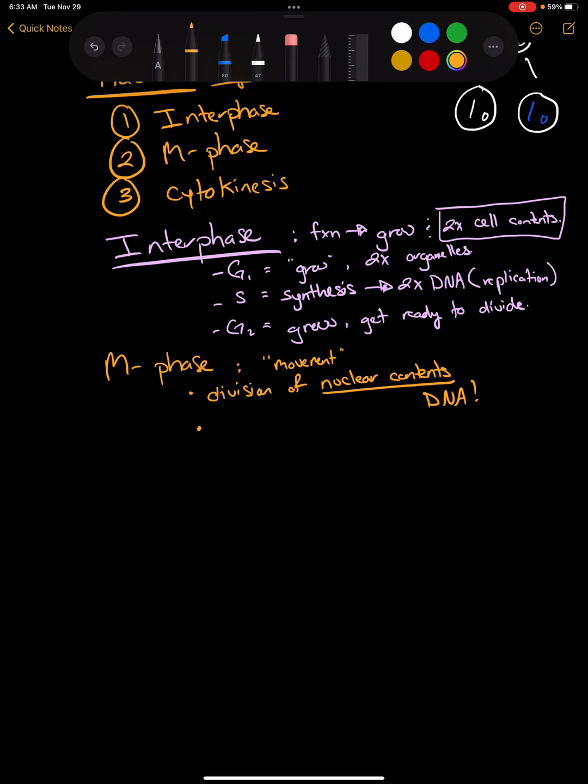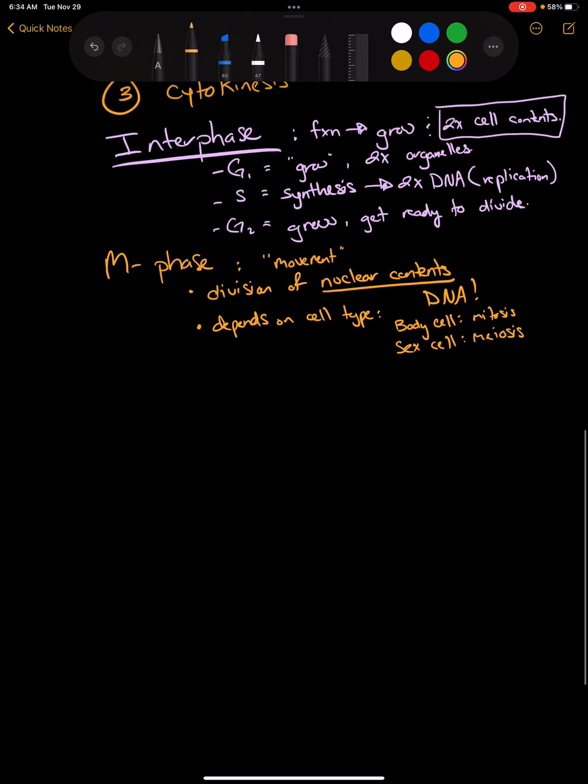Now, I do have two different types of M phase. It depends on cell type. Okay, so the phase I'm looking at depends on cell type. If I am looking at a normal body cell, then M stands for mitosis. And don't worry, we're going to go through all of that later. But if I'm looking at a sex cell, like a cell inside my ovaries or testes, then M is going to stand for meiosis. But they both start with M. That's why we just put M as general. And it's still moving my DNA. But depending upon what kind of cell I'm looking at will determine the actual phase.